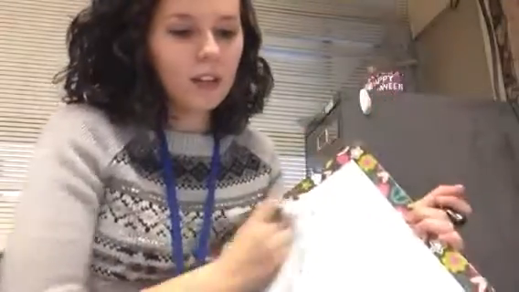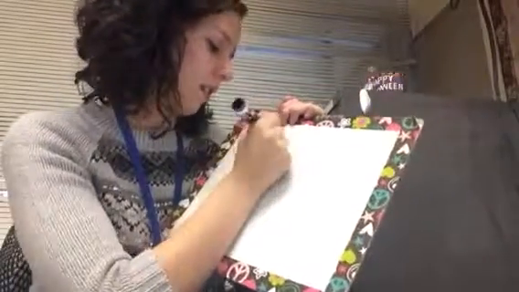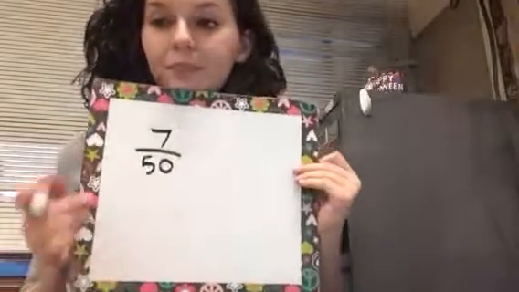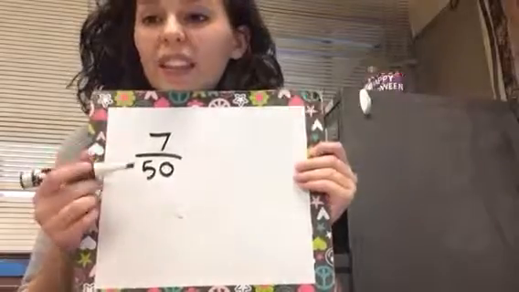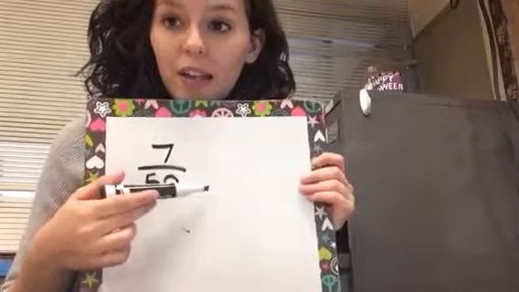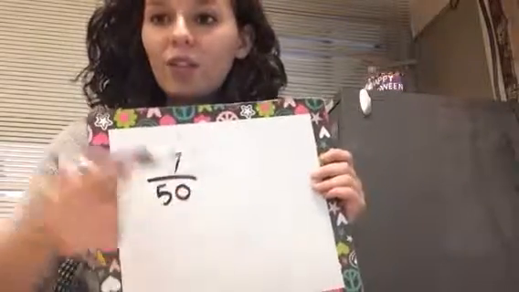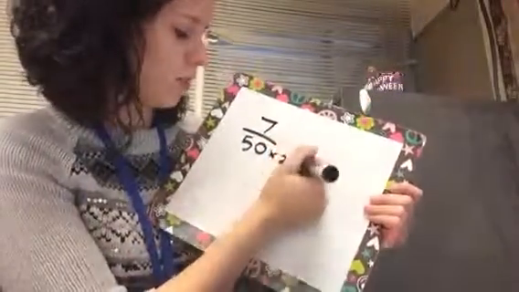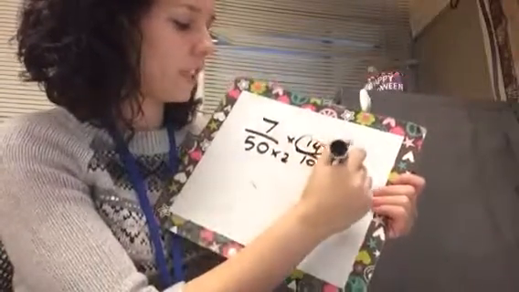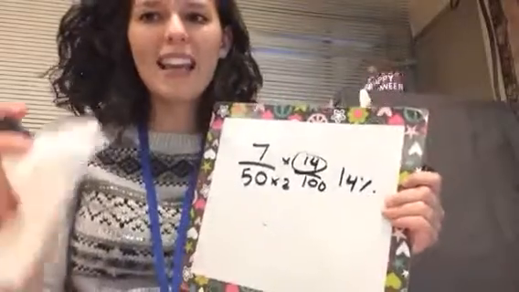If I am converting from a fraction to a percent, say I have 7/50ths. If this denominator can easily be multiplied to be 100, then I could just do that because I know if it's out of 100, the numerator is going to be a percent. So this one's actually really easy. I can just multiply the 50 by 2, this by 2, and get 14 out of 100, which would be 14%. But say it's not that easy.